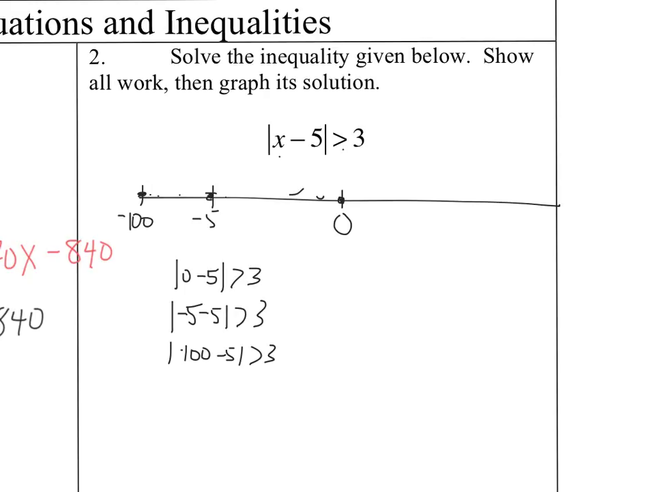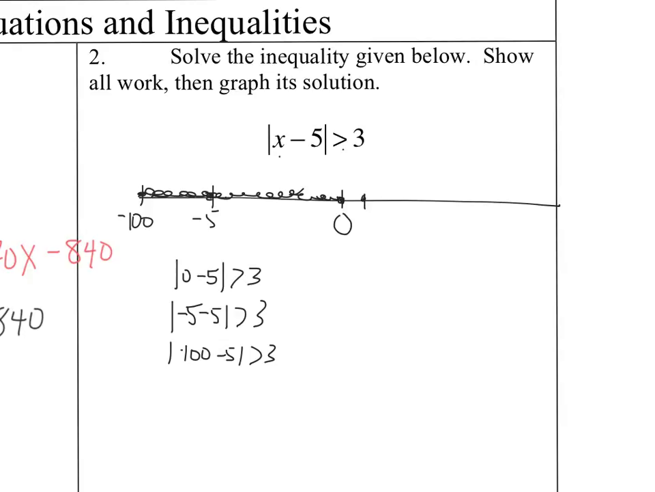It looks to me like all of these numbers all the way down here do okay. What about some positive numbers? Well, 1 minus 5 is negative 4. Negative 4, absolute value is 4, which is bigger than 3.